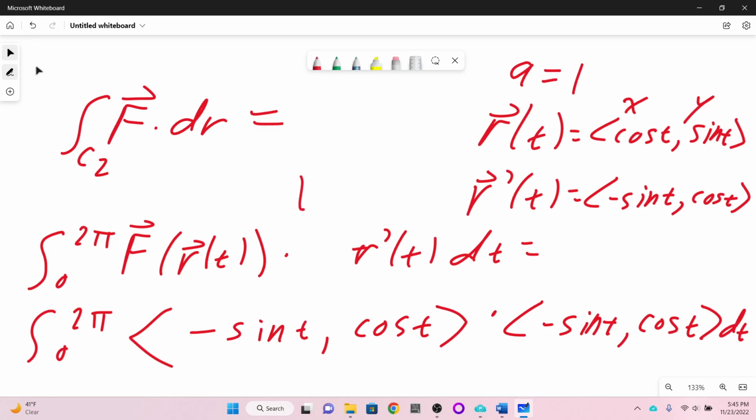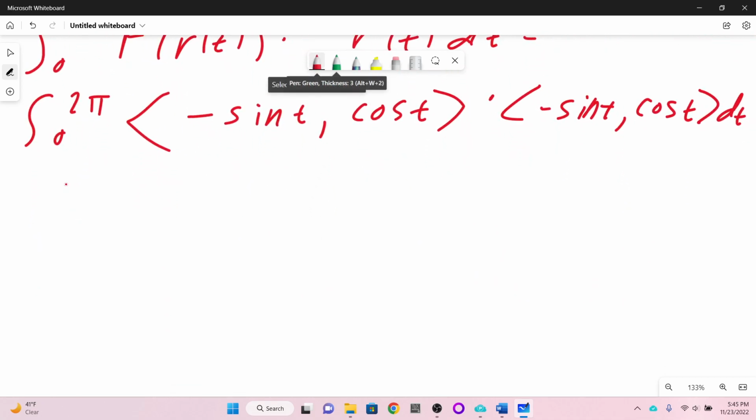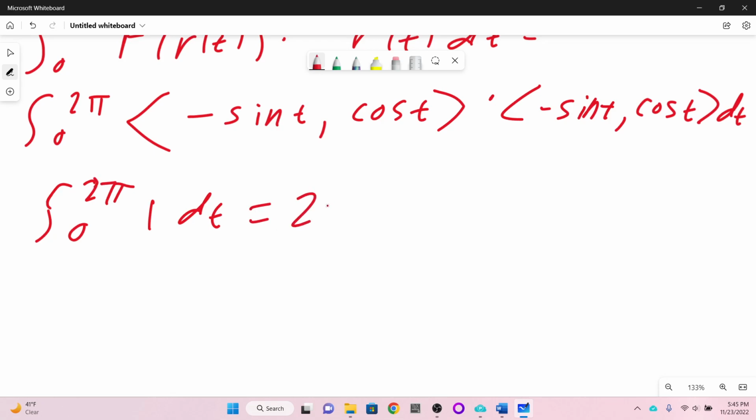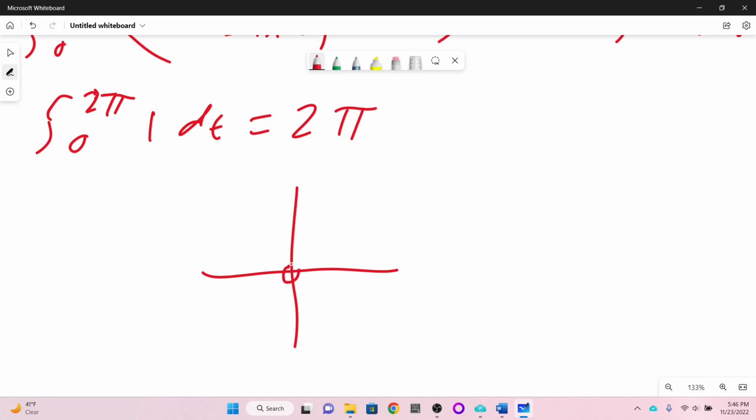If you look at that, we get sine squared plus cosine squared. So that becomes the integral from 0 to 2 pi of 1 dt, which is just 2 pi, which is what we wanted to prove in the first place. So why is that useful? Well, if you think about it, it's actually kind of surprising. There's a hole here. It's saying no matter what path we take around here, the integral of this particular field is always the same.